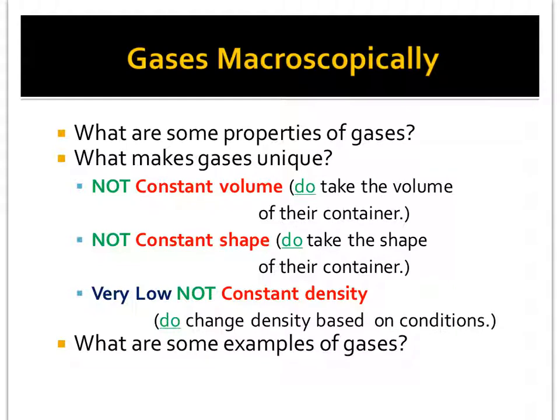Gases, on the other hand, are basically the opposite of solids. They tend to have fairly low densities. They're definitely not constant. A gas can spread out throughout a whole room or shrink down into a small balloon. Gases don't have a constant volume, so they can, again, fill up any container.